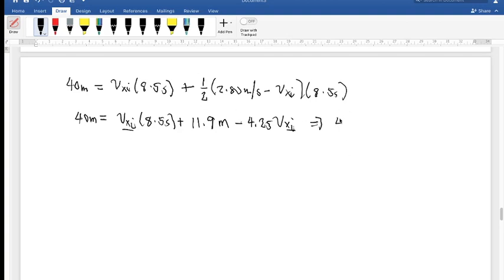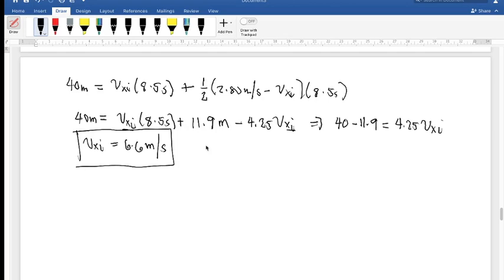So I will just put 11.9 sa other side of the equation. 11.9 is equal to 4.25 VXI. Okay, so simplifying, 11.9 divided by 4.25. So yung original speed mo is actually equal to 6.6 meter per second. So ito yung original speed mo.